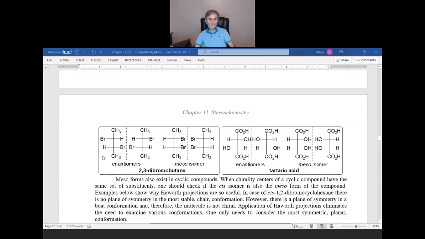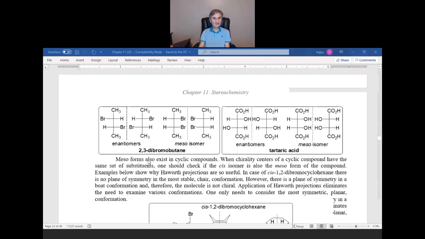And of course, if a meso isomer is present, then the maximum number of isomers is one fewer. With two chirality centers, the maximum number of isomers was 4, 2 to the power of 2. If a meso isomer is present, then two of them are identical, so the maximum number of isomers is 3: 2 enantiomers and meso, 3. By the way, this is a meso isomer.